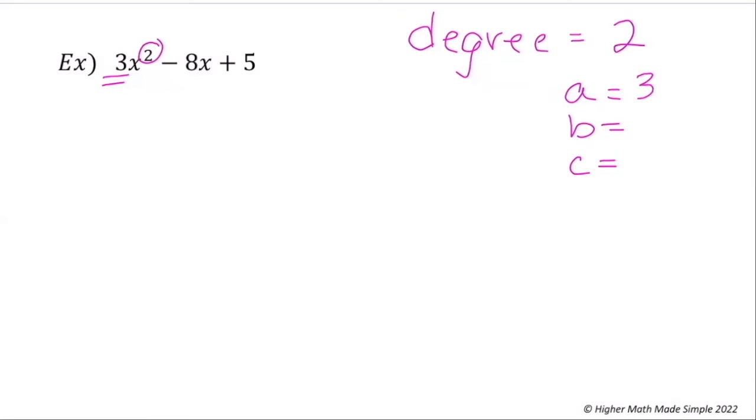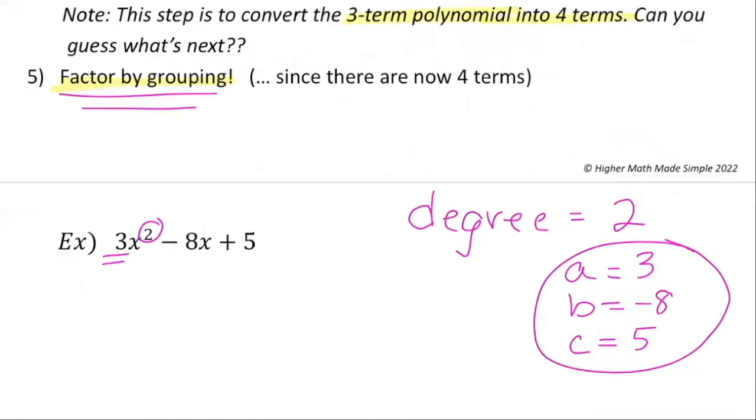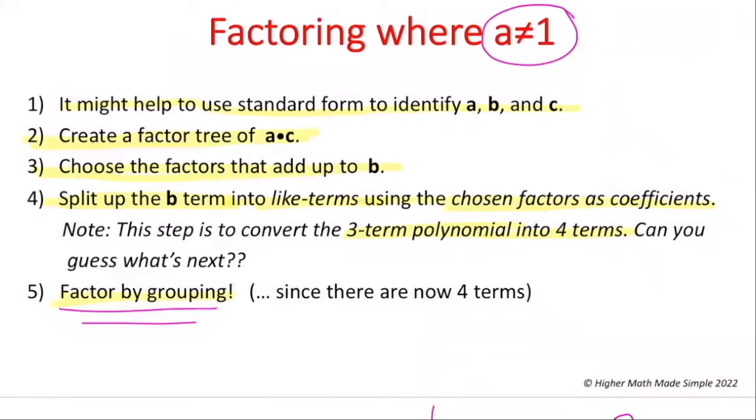B is, be really, really careful. It's -8. Many times I see students missing out on that sign, which is super important. And c is +5. So now once you recognize what a, b, and c are, we can use the steps above. Step 1 would be to identify a, b, and c. It does not have to be in standard form to do so.